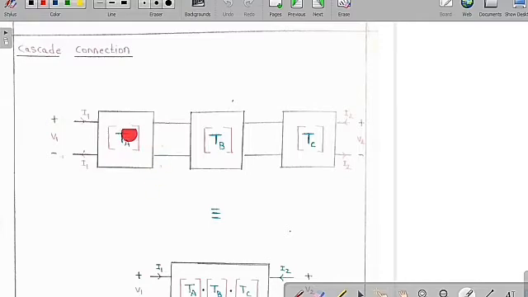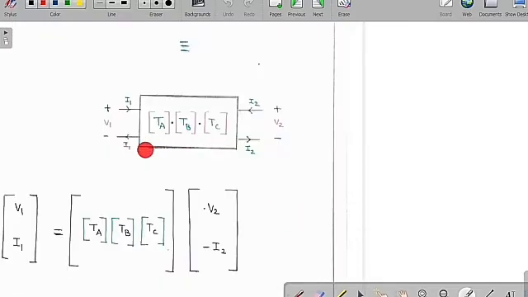I am going to assume the ABCD parameters of the first network is TA, the ABCD parameters of the second network is TB, and the ABCD parameters of the third network is TC. Whenever you do the cascade, the overall T parameter will be the product of the individual two-port networks' ABCD parameters. So the overall ABCD parameters or T parameters is the product of the individual network T parameters, which is TA into TB into TC.